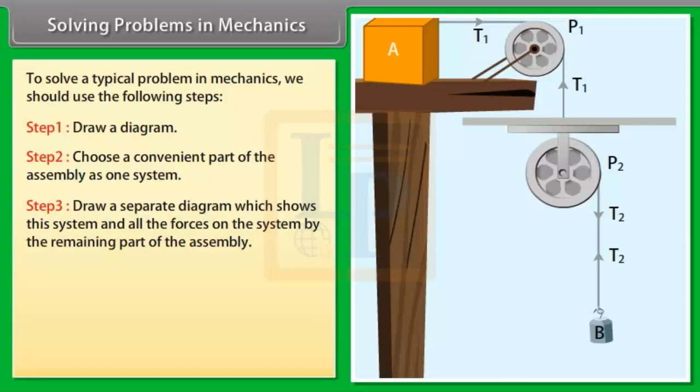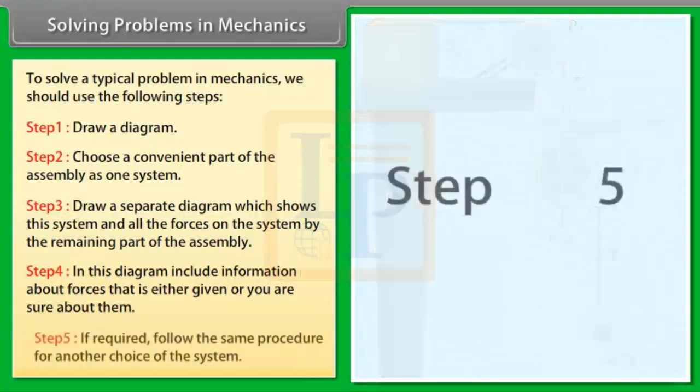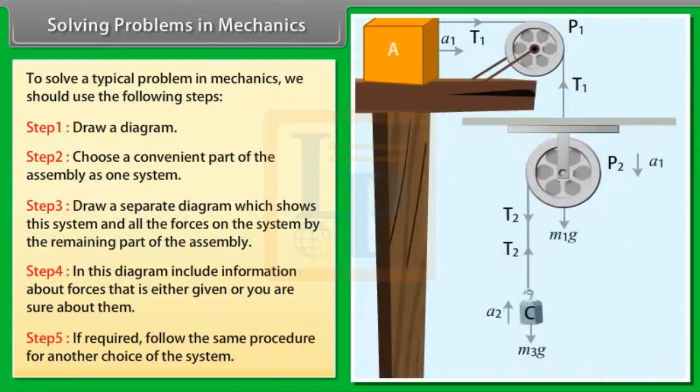Step 4. In this diagram, include information about forces, that is, either given or you are sure about them. Step 5. If required, follow the same procedure for another choice of the system.